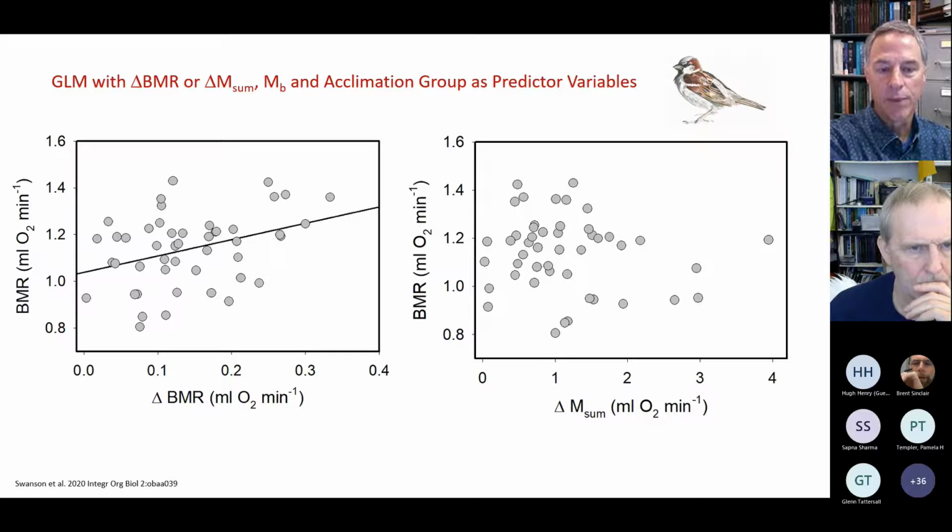And so what we found with the basal metabolic rate is that those birds that had higher flexibility also paid a cost and had higher basal metabolic rates. This wasn't true, though, for summit metabolic rates, and birds that had high flexibility in summit metabolic rate had a basal metabolic rate that was similar to those that had lower values. And this is actually a feature that showed up for several birds.